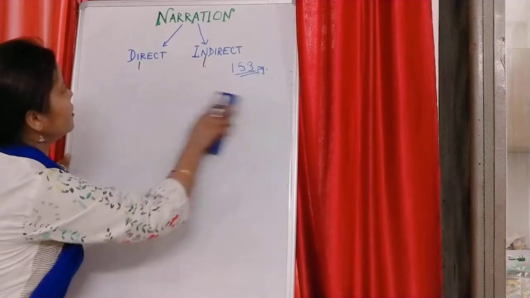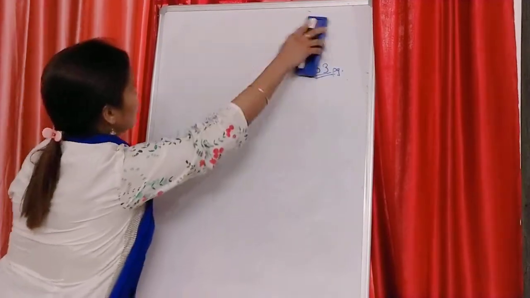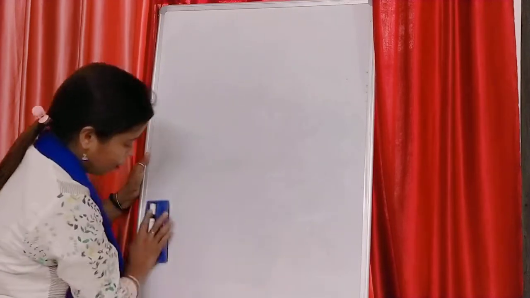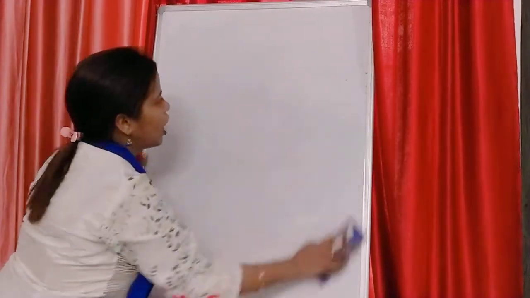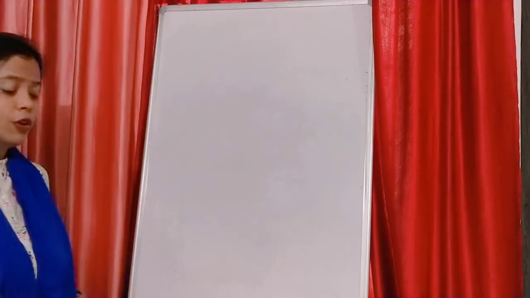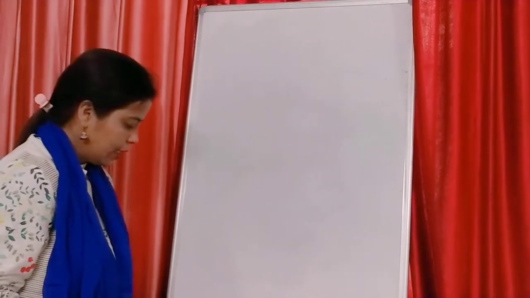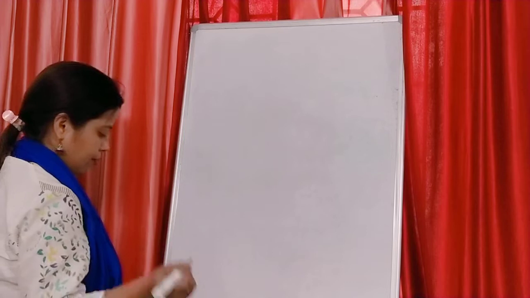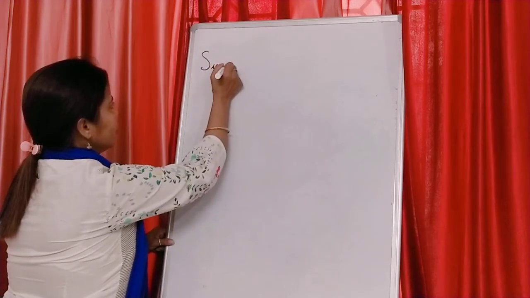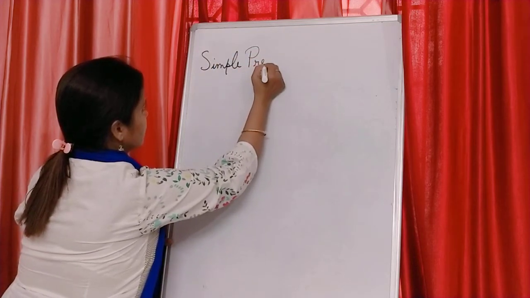So now we are dealing with page number 154. In page number 154 you have a beautiful chart which clearly mentions how the tenses tend to change. Let's deal with them one by one. Now, the very first thing is we'll be talking about simple present tense.